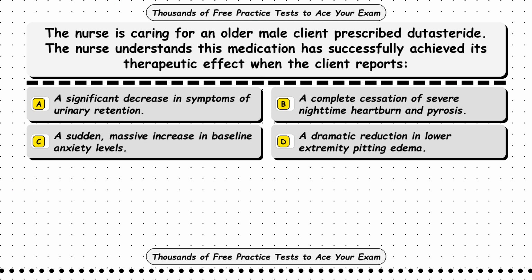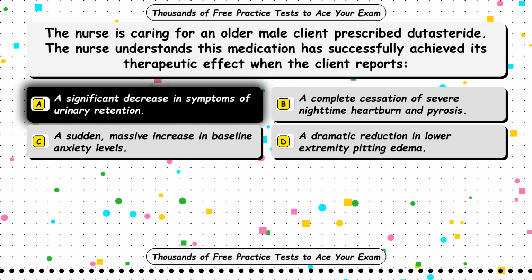Question 132. The nurse is caring for an older male client prescribed dutasteride. The nurse understands this medication has successfully achieved its therapeutic effect when the client reports: Option A, a significant decrease in symptoms of urinary retention. Option B, a complete cessation of severe nighttime heartburn and pyrosis. Option C, a sudden, massive increase in baseline anxiety levels. Option D, a dramatic reduction in lower extremity pitting edema.